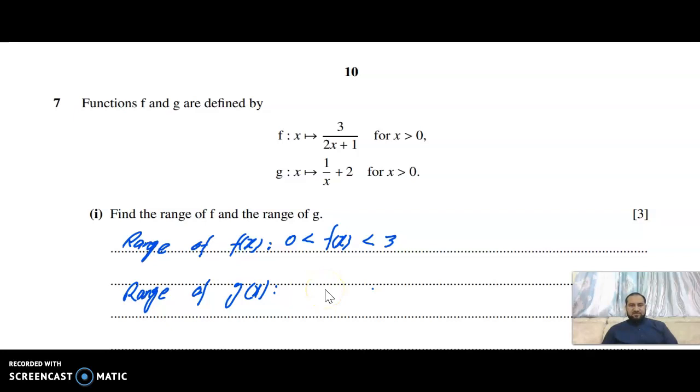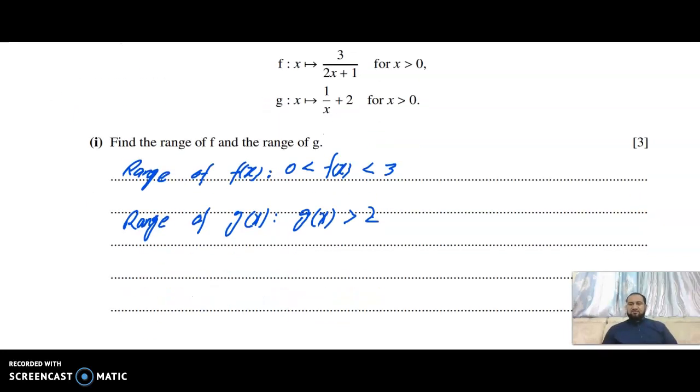For this function again, the domain is x greater than 0, so if we put, let's say, 1, this will be 1 over 1 plus 2, so this will be 3. That means the smallest value this can have is 3 or more than that. Because we don't have negative numbers, there is no value less than that we will get.